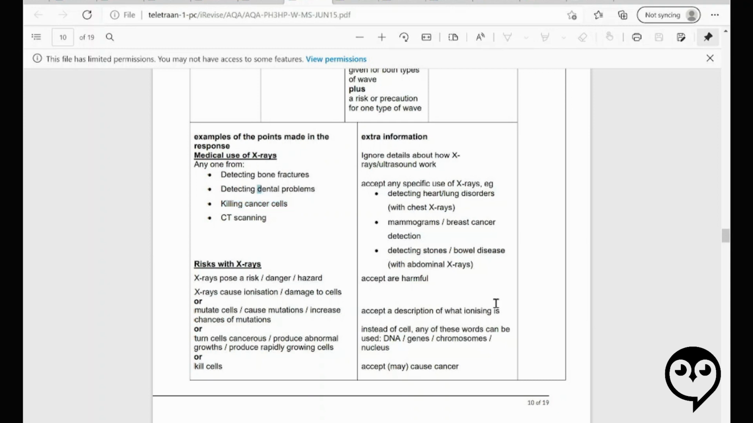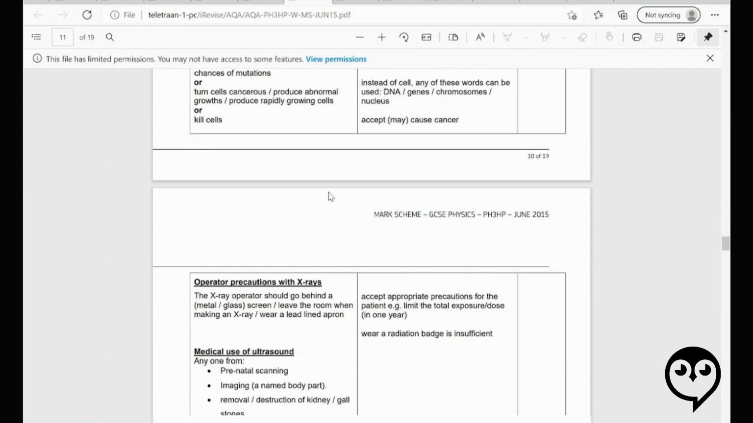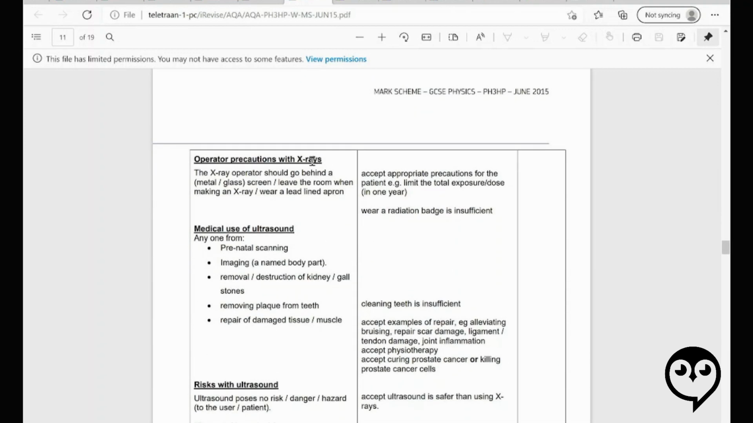There's a bunch of other things you can read here on the right. Pause that if you're interested about what's accepted and not. I'm going to move on. Operator precautions: go behind a screen, leave the room, that sort of stuff. Wear some lead-lined material. Radiation badges? Oh, insufficient, okay? Because a badge only tells you how much you've been exposed to. It will not actually prevent the damage from being made.